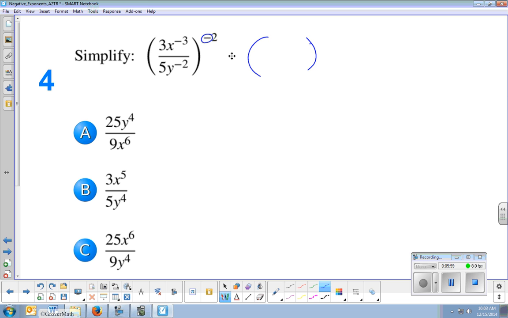So 3x to the negative third is now on the bottom. 5y to the negative second is on the top. And then 3x to the negative third is on the bottom. So I reciprocaled this base, and now it's raised to the positive second.